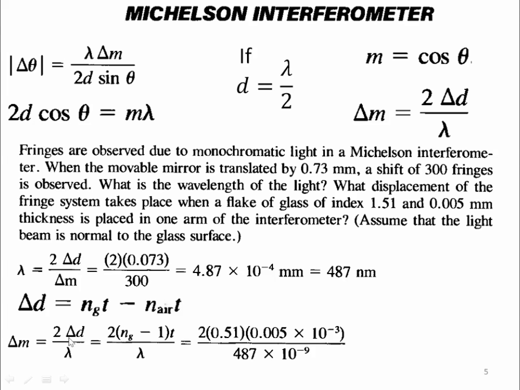This will be 2 into delta D divided by lambda, with the factor 2 and Ng. If we want to find delta M, we can put in the value of Ng and accordingly find this value. So the delta M shift of fringes will be 10.5. That means the shift of fringes which was earlier 300, by introducing the glass plate will be 10.5 fringes. That is the meaning of this particular portion of this example.